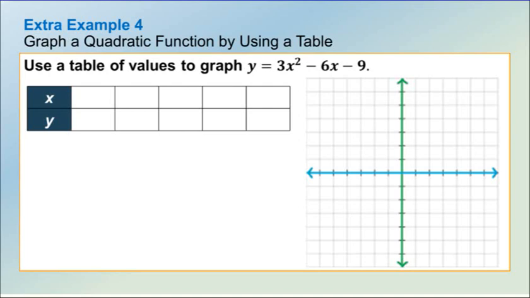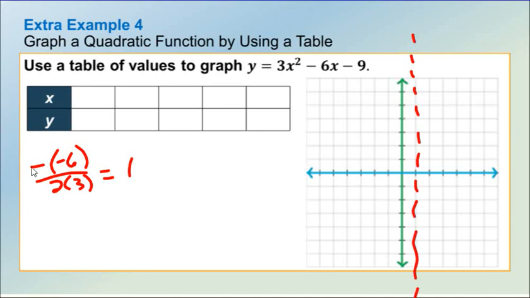Next, find the axis of symmetry here. So you have -6 divided by 2 times 3, which would be 6 divided by 6, which is 1. So the axis at 1, I plug that in. 3 times 1 squared minus 6 times 1 minus 9. This is 3 minus 6 minus 9. This will give us -12.